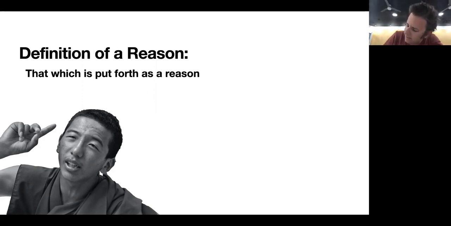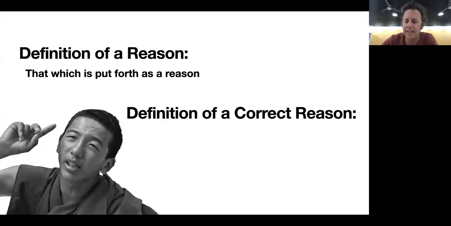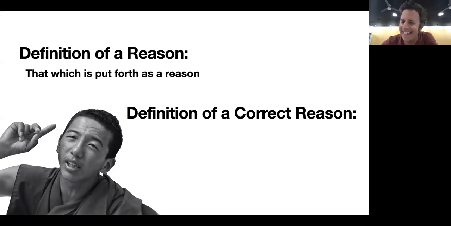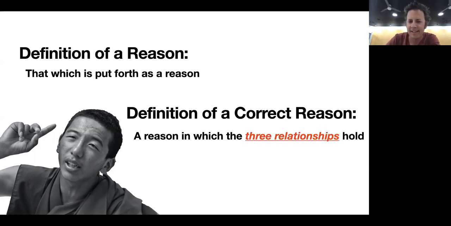Let's see. I'm gonna give you a little marker. Ilana, you're here. There you are. Definition of a correct reason? A reason that holds the three relationships. Yeah, right. A reason in which the three relationships hold. Great. Critical piece of terminology being the three relationships.